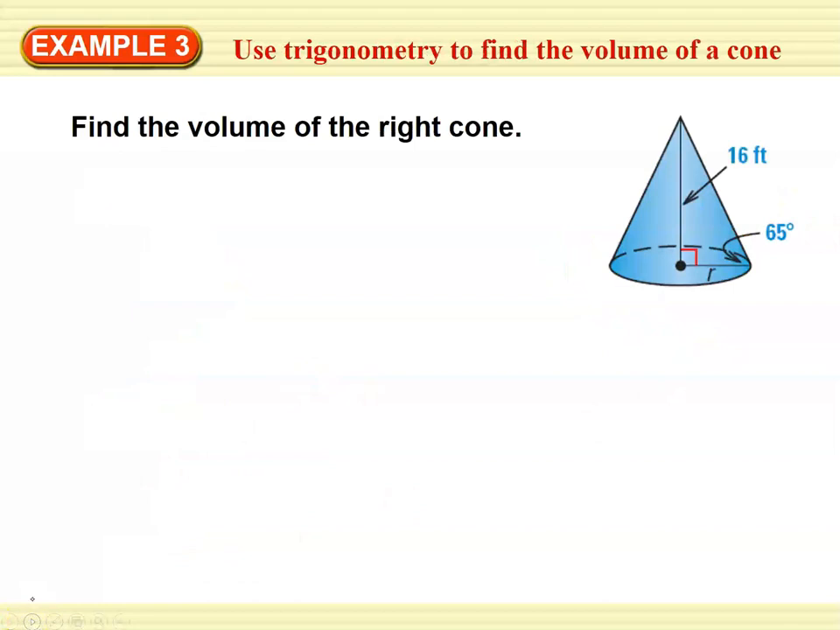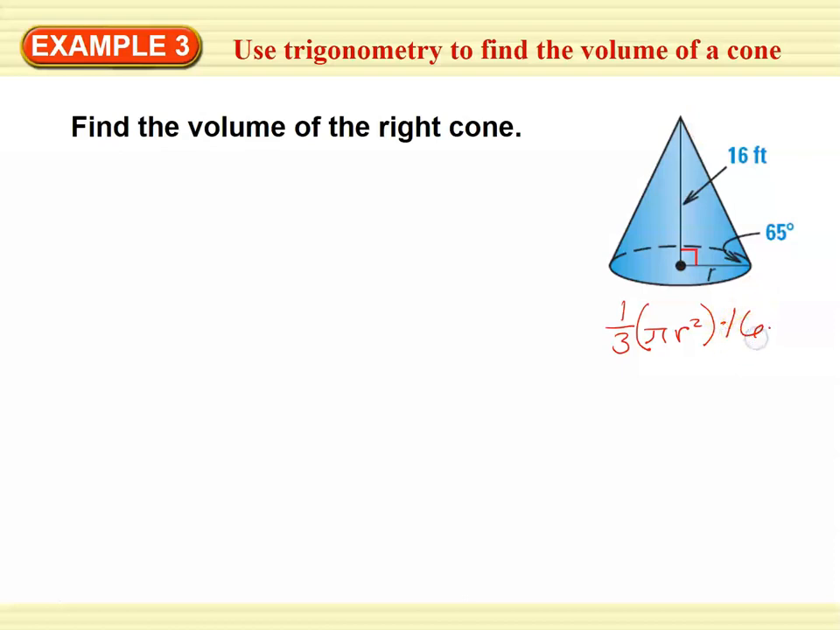Alright, now we're looking at the cone. We're trying to find the volume. So I need 1/3, because it's a cone. The base is a circle, so area of a circle is pi times the radius squared. And then from the center of the circle up to the tip is 16.